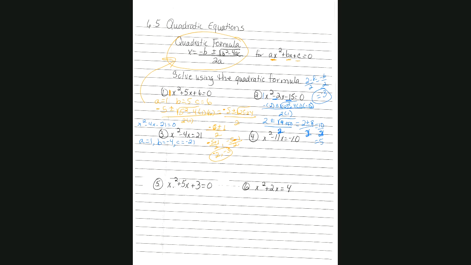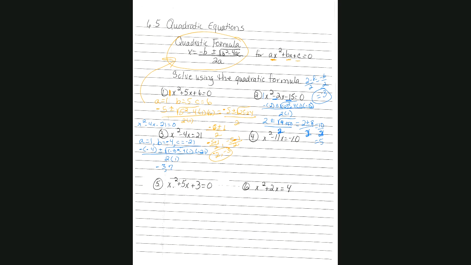So this would be our negative B, and this is already negative, plus or minus the square root of B squared, which is negative 4 squared, minus 4 times A times C, which is negative 21, all over 2A, which is 2 times 1. Okay, so because my space is running out, when you solve this problem, you will end up with negative 3 and 7.